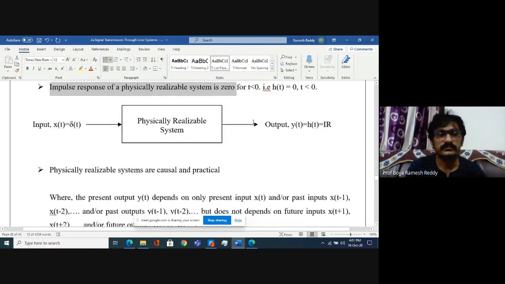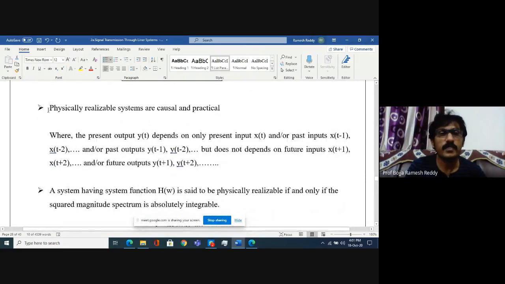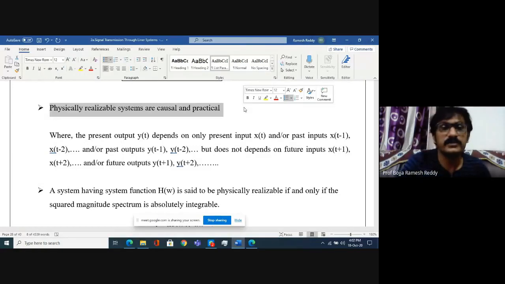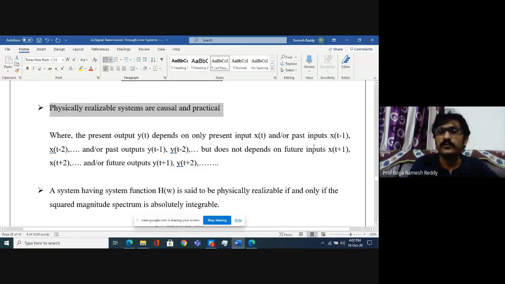The next statement is that physically realizable systems are always causal and practical. I already told you. In a causal and practical system, the present output y of t depends on the present input, past inputs and past outputs. It does not depend on future inputs and future outputs.